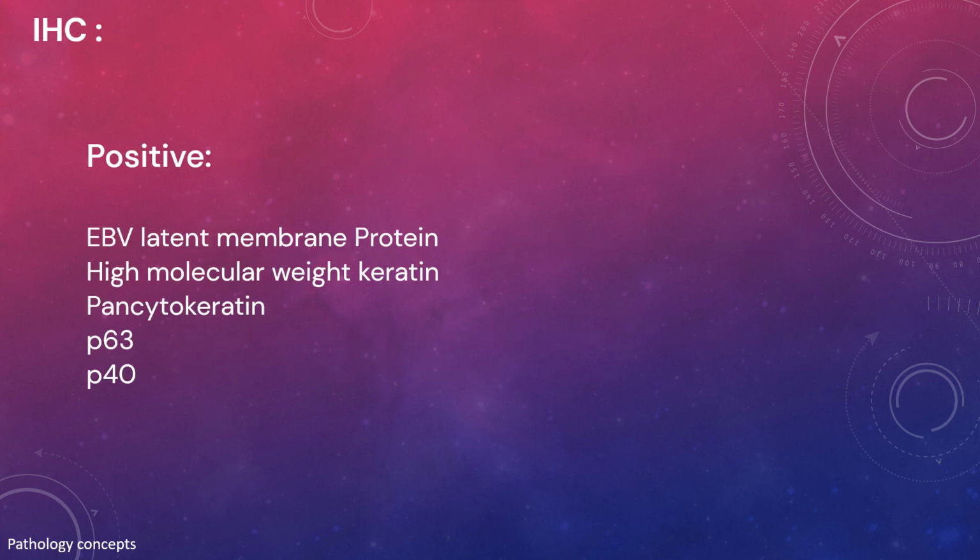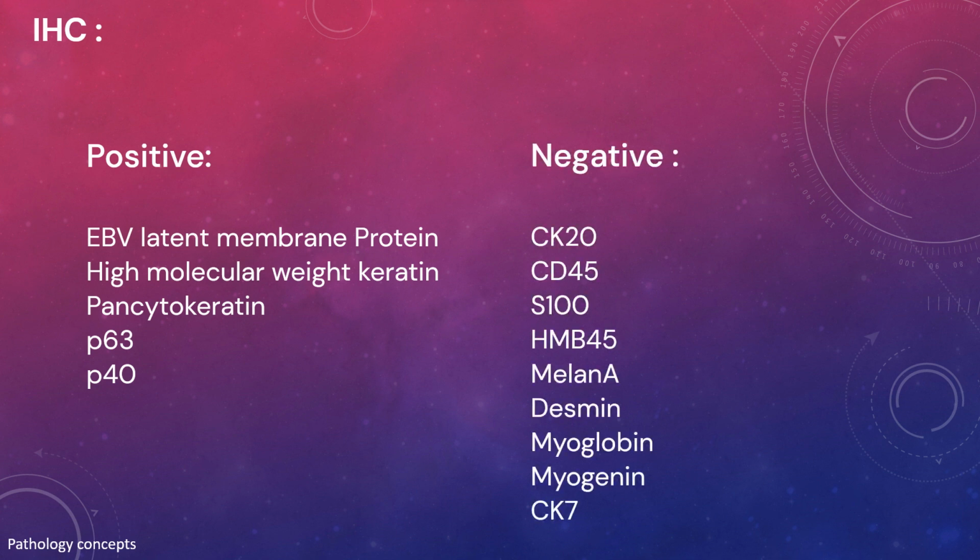Immunohistochemistry is crucial in characterizing nasopharyngeal carcinoma by detecting specific protein markers. Positive staining is observed for the following markers in nasopharyngeal carcinoma: EBV latent membrane protein, high molecular weight keratin, pan-cytokeratin, P63, P40. Negative staining is noted for the following markers: CK20, CD45, S100, HMB45, melanA, desmin, myoglobin, myogenin, CK7.